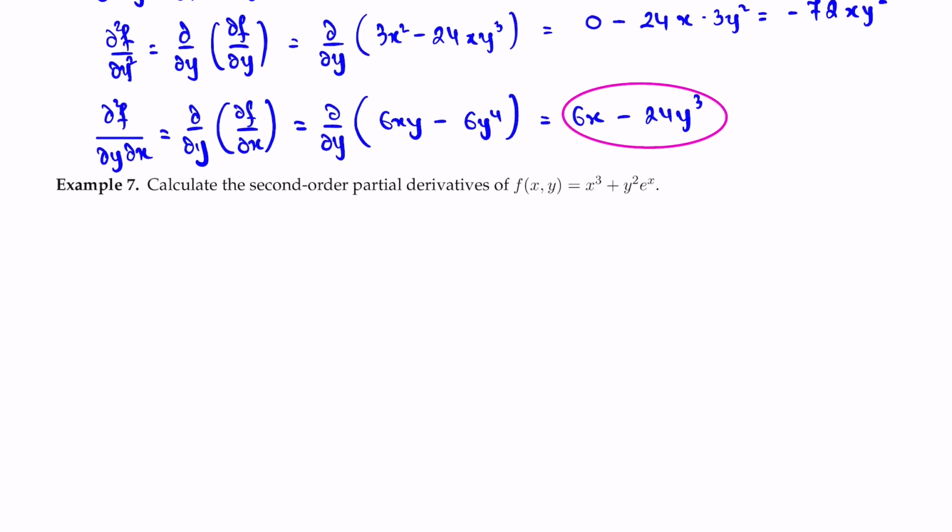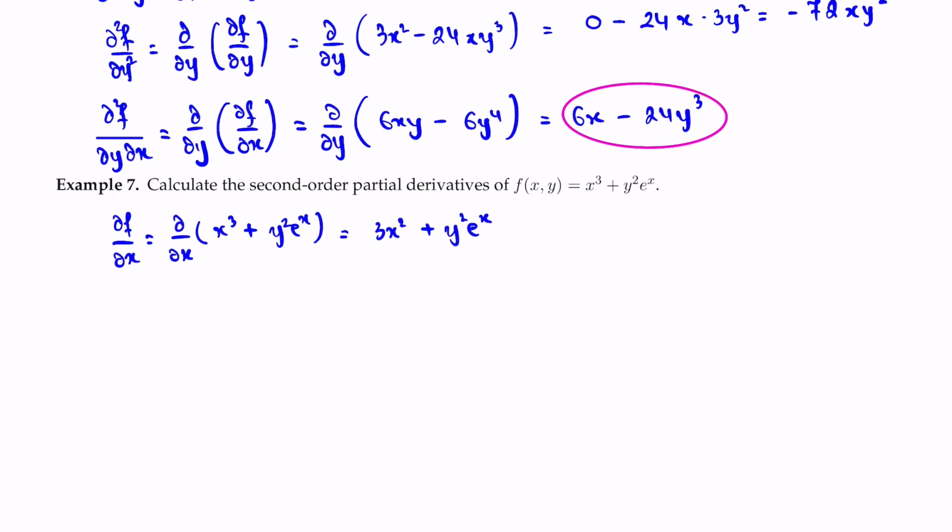Now, in example 7, you want to calculate the second order partial derivatives of the function f of xy equal to x cubed plus y squared times e to the x. So to get to second order partial derivatives, you need to derive the first order partial derivatives. So that is partial f partial x is equal to partial x of x cubed plus y squared times e to the x. So this is going to give us 3x squared plus y squared times e to the x. Again, in this context, y is a constant, therefore y squared is also a constant.